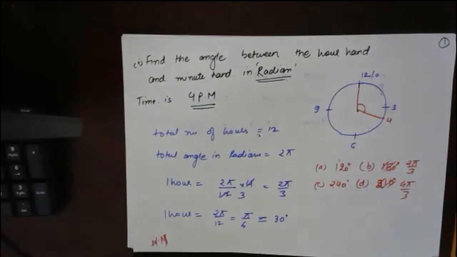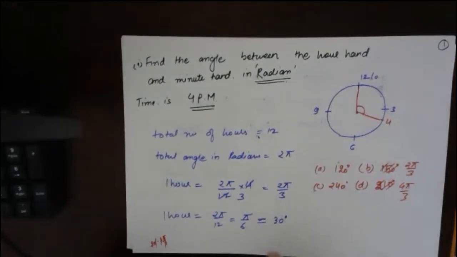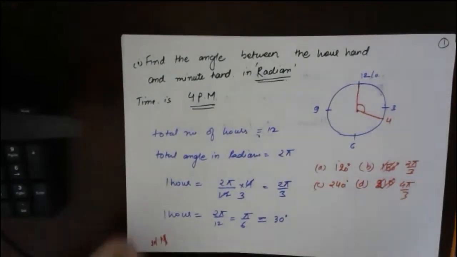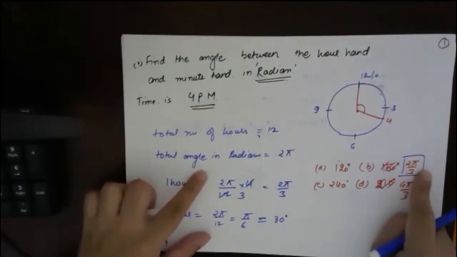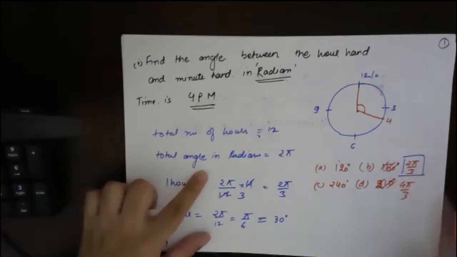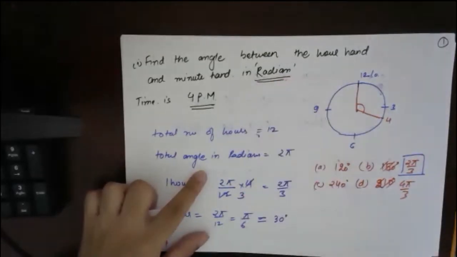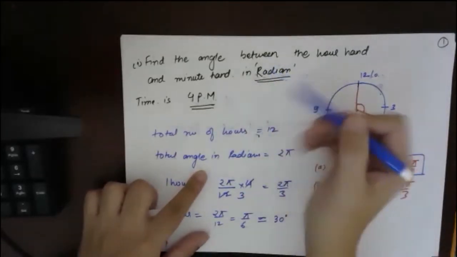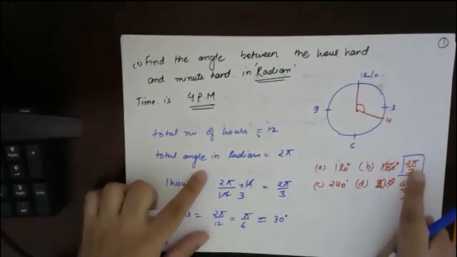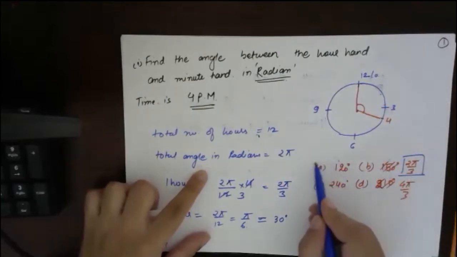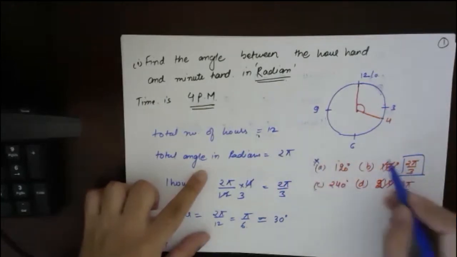Okay, let's see. By 2 pi by 3, we have just found out. 2 pi by 3 is in radian. Okay, fine. So in radian, 2 pi by 3 is the answer. Yes. 2 pi by 3 is the answer. So this options are in degree. So this will not be the answer, right? So B is the answer.